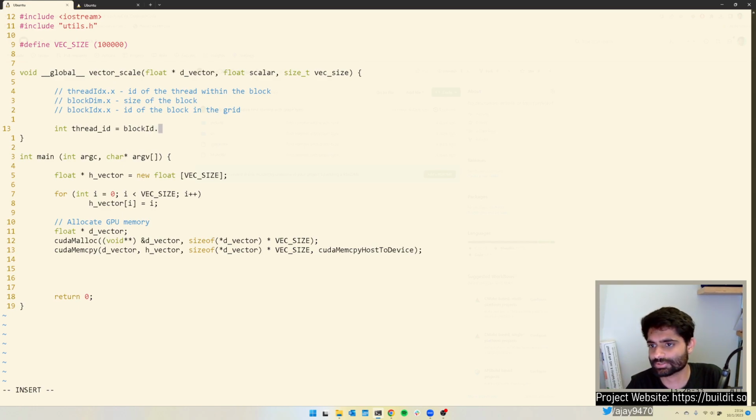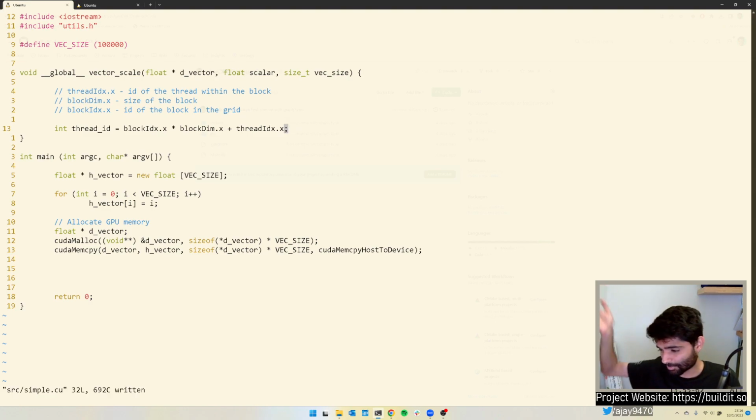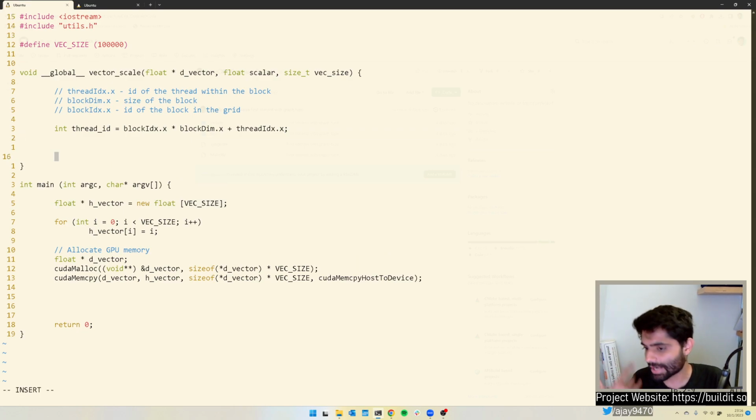blockIdx.x multiplied by blockDim.x plus threadIdx.x, right? So multiply the size of the block by the ID of the block and then add the thread ID to it. Each thread runs this, by the way, and knows exactly what thread ID they are, so which element they're computing on. And now we can actually do the operation.